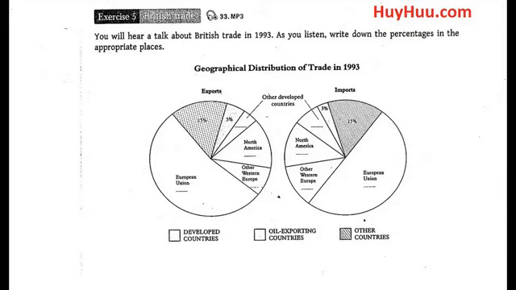Exercise 5. British trade. You will hear a talk about British trade in 1993. As you listen, write down the percentages in the appropriate places.